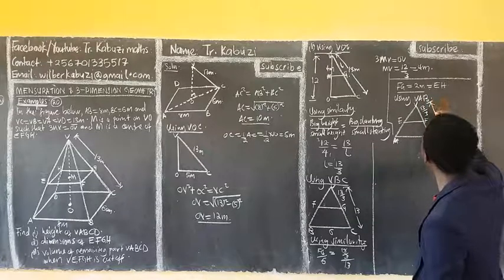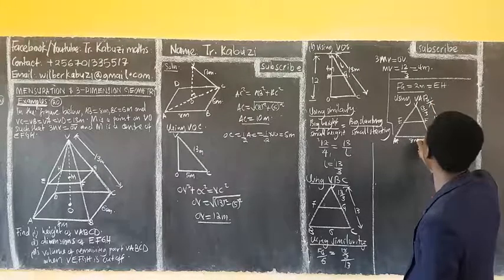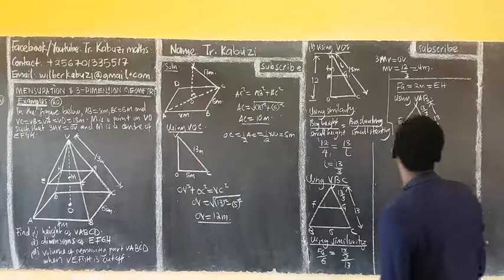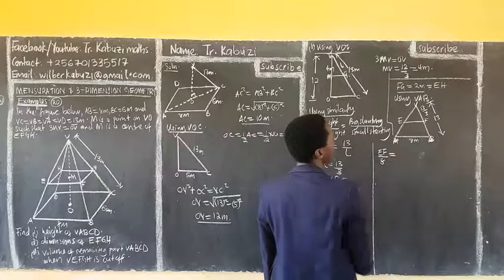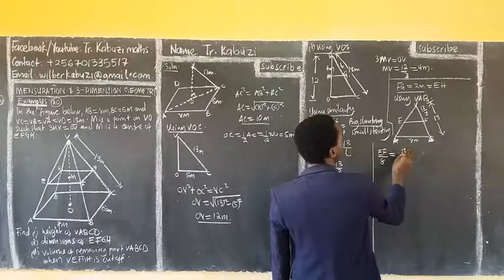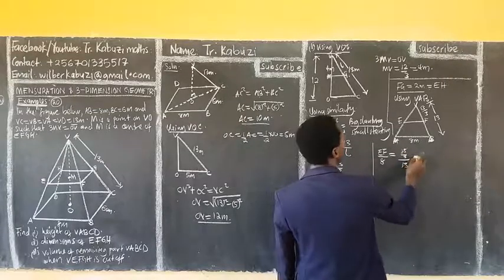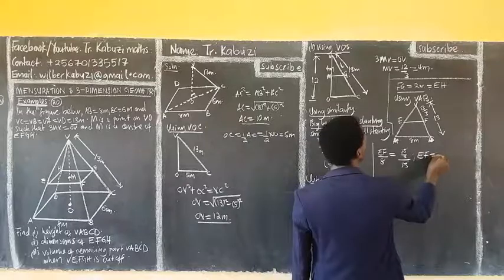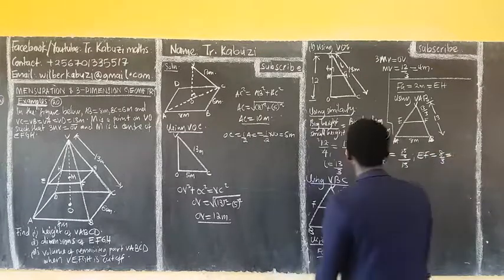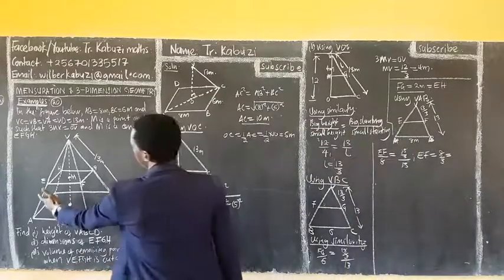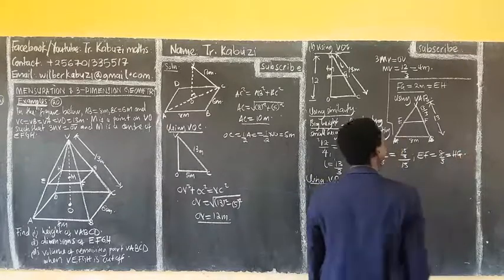But remember the road from here to here is 13. Now my FB, rate is 8 meters. Now I can also use similarity. That now my BF over 8 is going to be equal to 13 over 3 over 13. And so this will cancel, so that now my BF is equal to 8 over 3, which will be the same as EF. Now that EF is equal to HV.